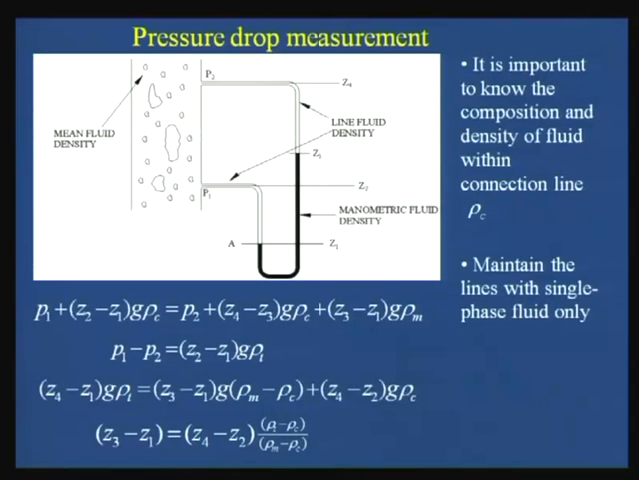Okay. Now, if we have to know the density and ensure that the density is constant, then we have to ensure that the lines are filled up with only one particular fluid, either a gas or a liquid as the situation may be, and not only at the beginning of the experiments. Definitely you can fill up the lines and start. But while doing the experiments, can you ensure that no amount of the second phase enters the tapping lines? Is it possible? That has to be ensured.